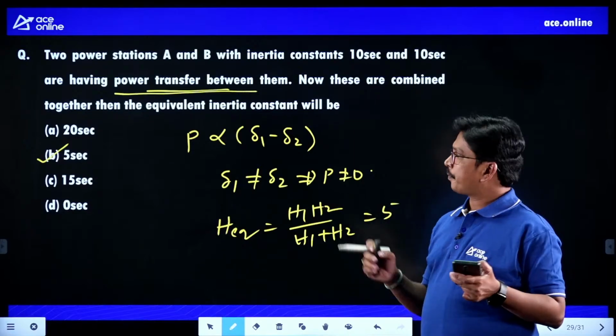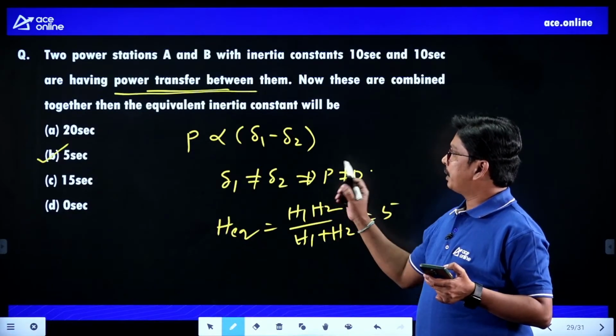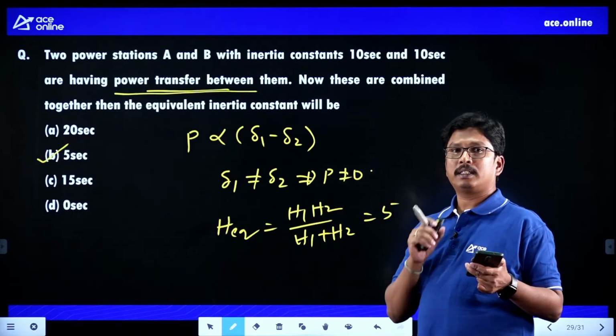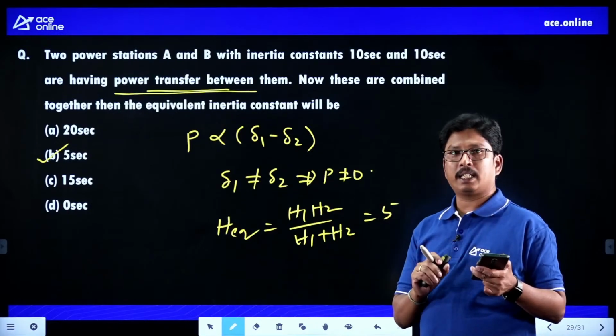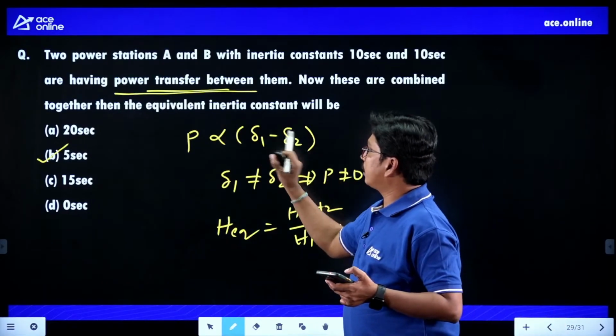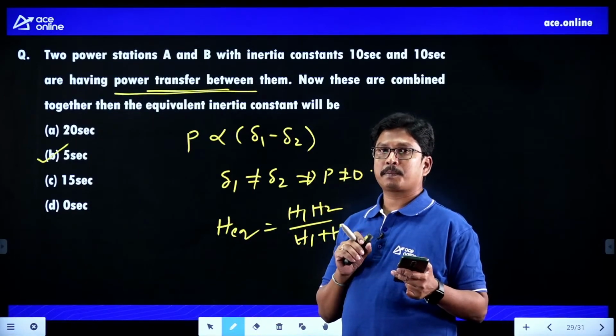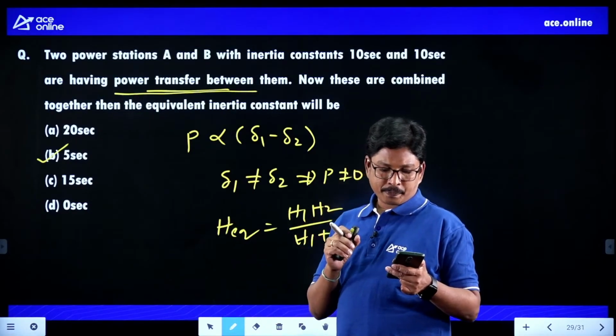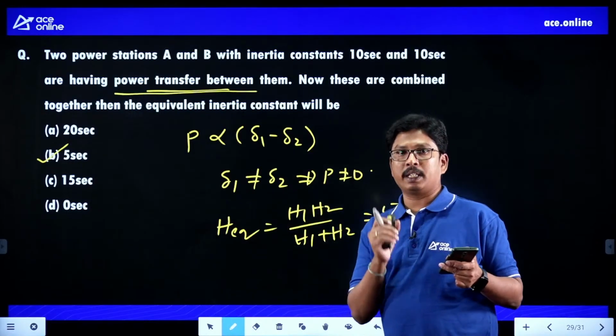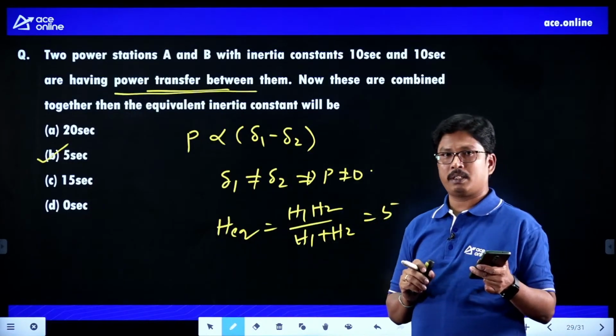Clear, everybody? So please think about what I have given. I told you already, whenever the machines are swinging together, delta 1 should be equivalent to delta 2. So when delta 1 is equivalent to delta 2, P should be 0. There is no power transfer between the machines. But in non-swinging, non-coherent operation, it is different. Very good.